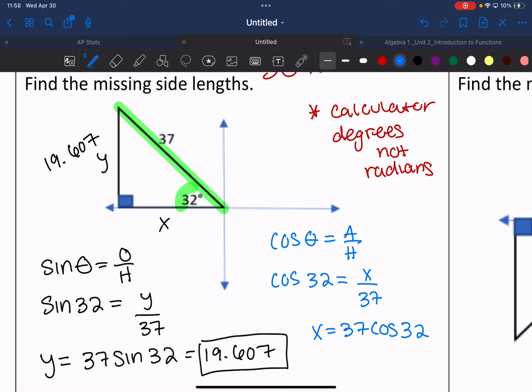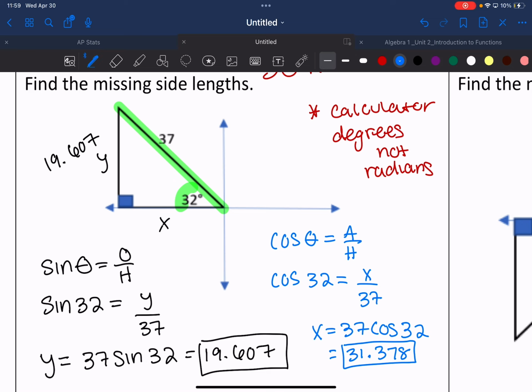And you're going to plug that into your calculator. And you should get 31.378. So I want everyone to type that into your calculator and make sure you're getting the same number that I'm getting. 31.378.